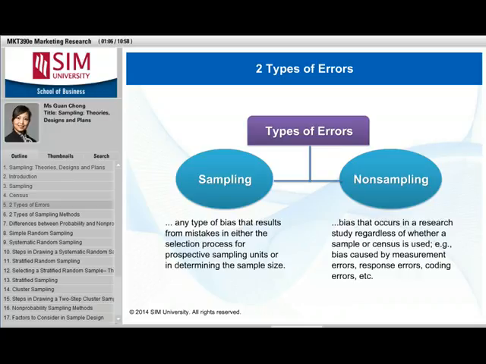There are two types of errors, sampling errors and non-sampling errors. Sampling errors are any type of bias that result from mistakes in either the selection process for prospective sampling units or in determining the sample size. Non-sampling errors are bias that occurs in a research study regardless of whether a sample or census is used. For example, bias caused by measurement errors, response errors, coding errors, and etc.